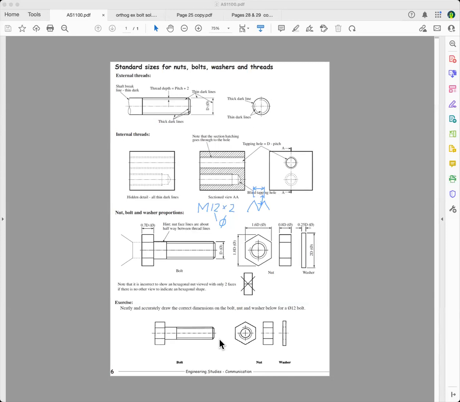Okay, now I'll just show you how to dimension this. So this is for a phi 12 bolt here.